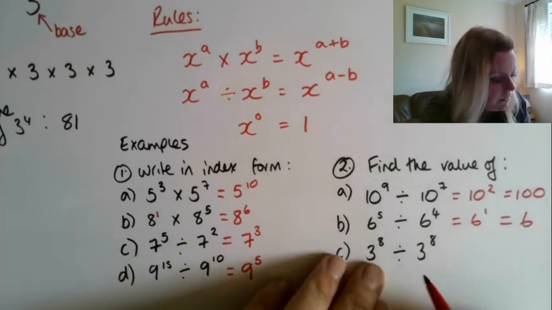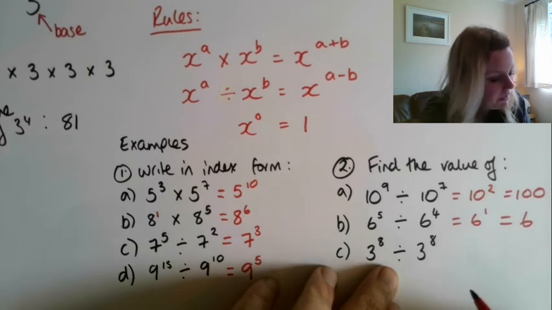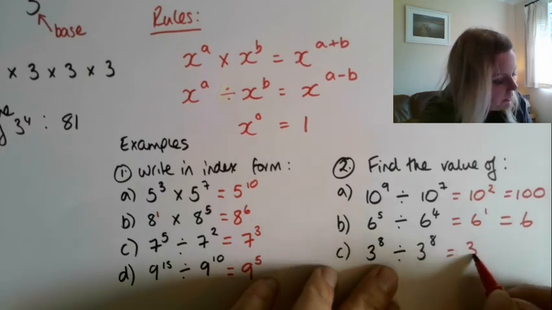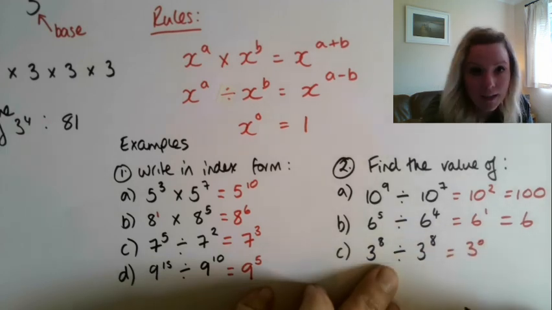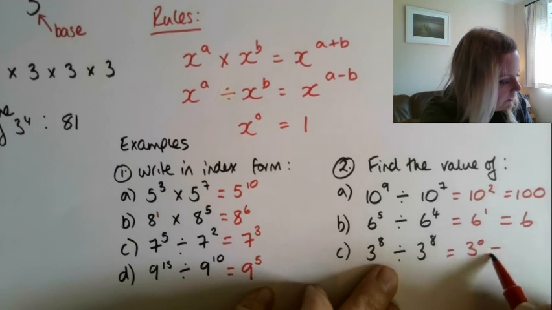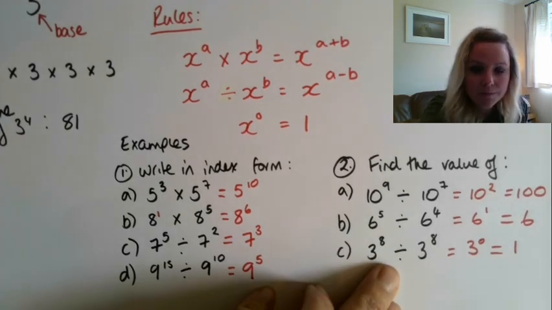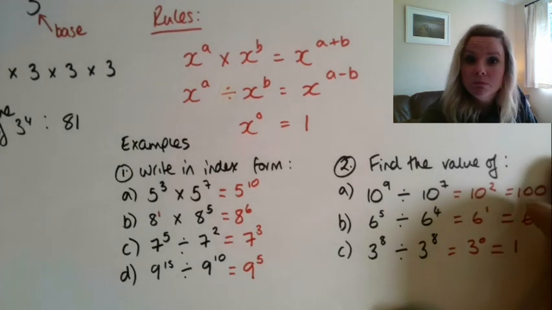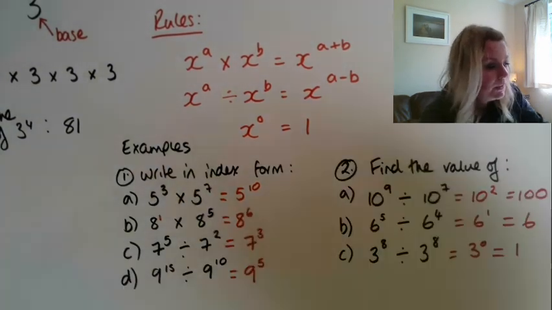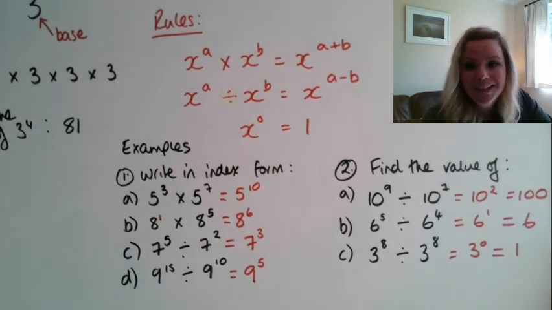And C, 3 to the power of 8 divided by 3 to the power of 8 gives me 3 to the power of 8 take away 8 is 0. And what's the rule for anything to the power of 0? It's 1. So my answer for that one is 1. Okay, now this is something people find tricky, so make sure you find a way of remembering those rules. Okay, see you in the next one.